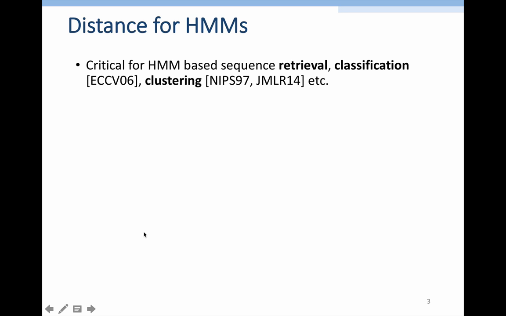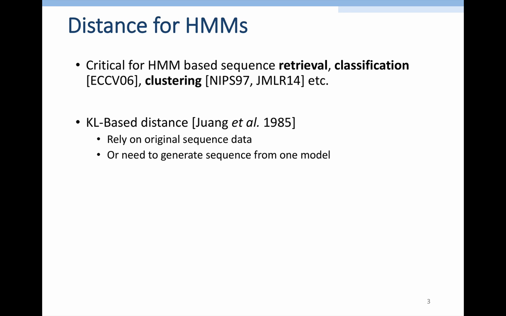A distance for HMMs is critical for HMM-based sequence retrieval, sequence classification, and sequence clustering. In the literature, the most widely used distance between HMMs is a KL divergence-based distance. The distance is likelihood-based and uses the forward-backward algorithm.